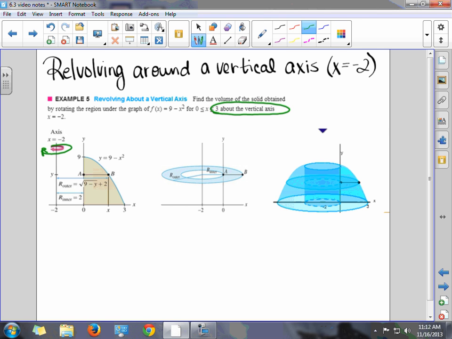So I'm going to start off by just solving my function. I know that I'll need it later for x. So this gives me x is equal to the square root of 9 minus y.